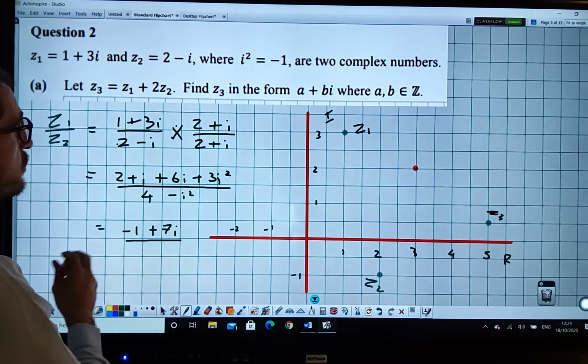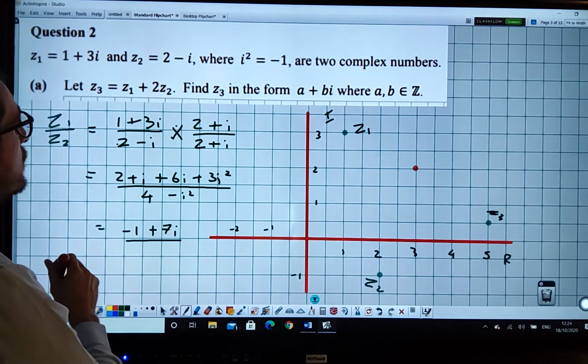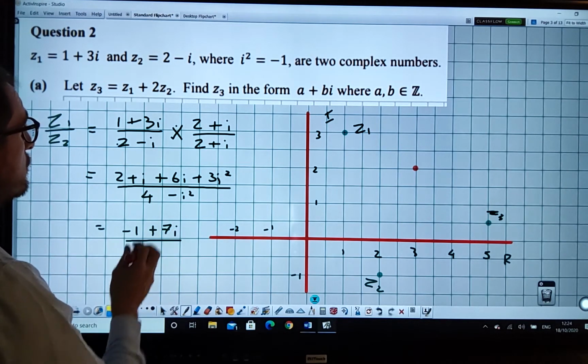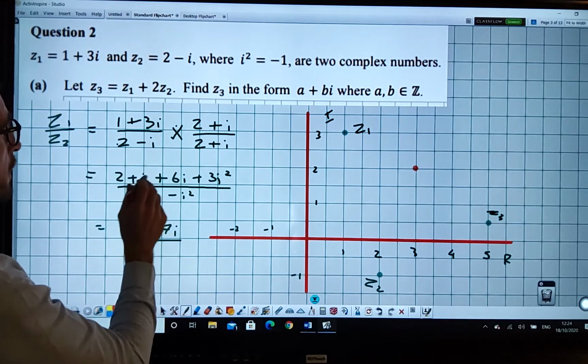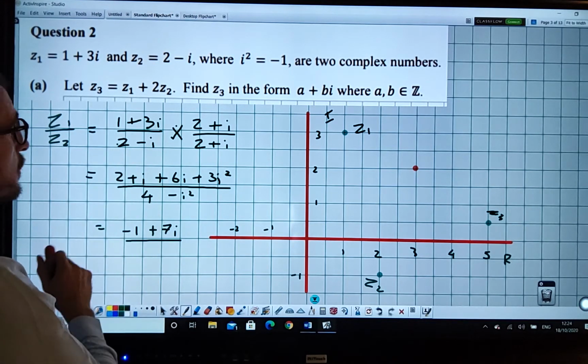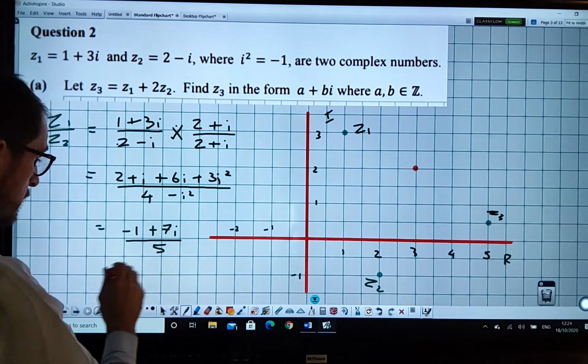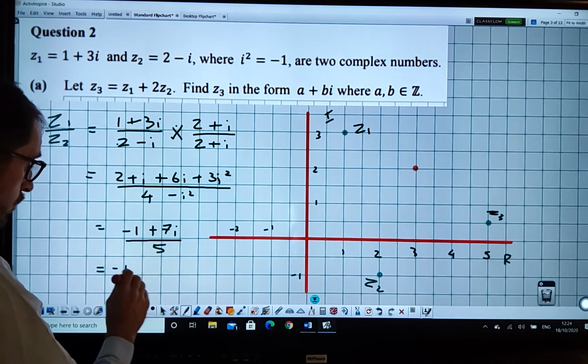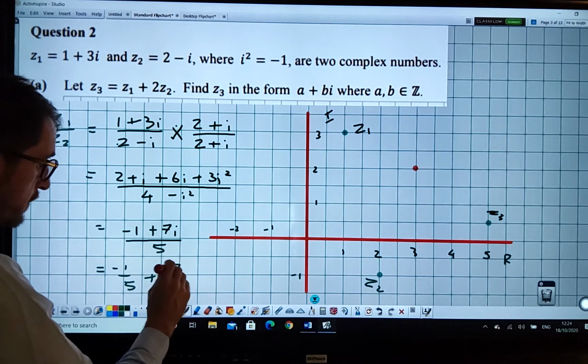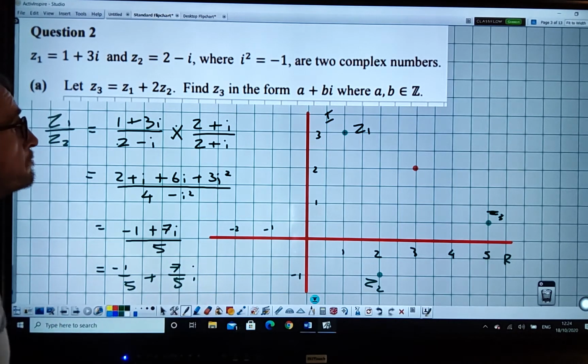Hold on now, did I just check that? 1 plus 3i times 2. Yeah, that's right. So 2, always check it, plus 6i plus i plus 3i squared. Yeah. And that's all over 5. So that could be written as minus 1 over 5 plus 7 over 5 i. And that's how you do that.